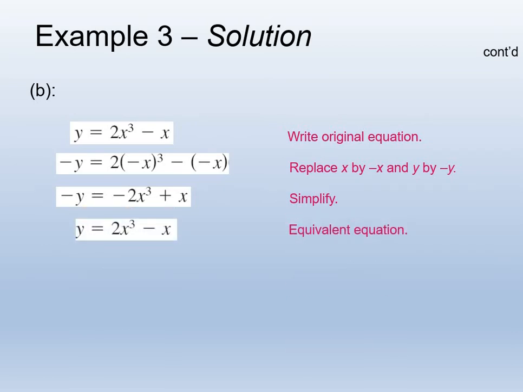So in this scenario, it is symmetrical about the origin because we plugged in a negative x and a negative y and we got the original equation back. You had to do that at the same time, plugging in a negative x and a negative y at the same time and getting the original equation back. Therefore, we are symmetrical about the origin. And if you graph this, you can see it.